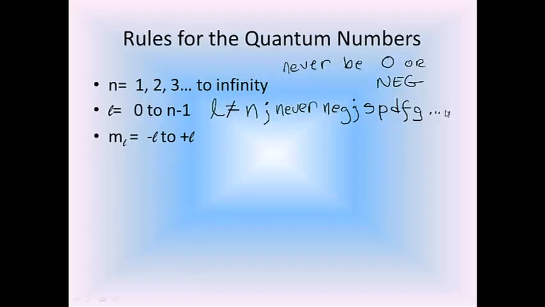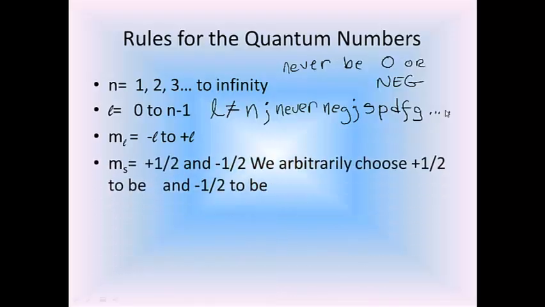M sub L will be negative L to positive L. This is an arbitrary pick. It could also, in college, be positive L to negative L. Negative L to 0 to positive L.